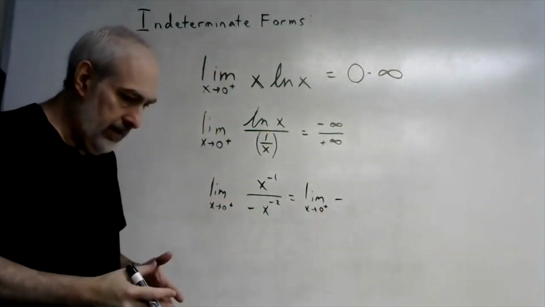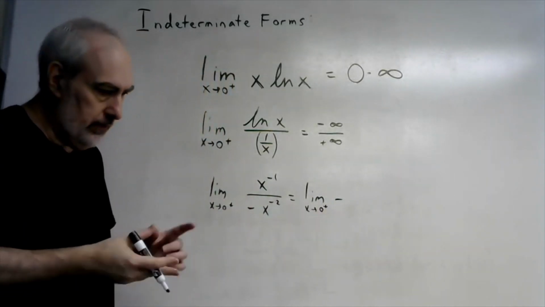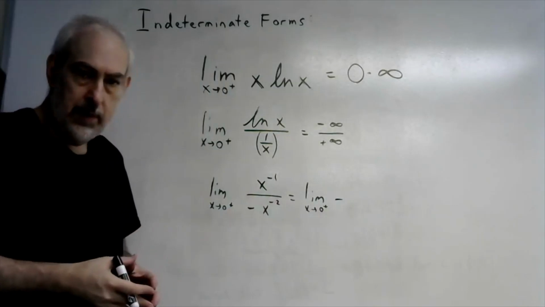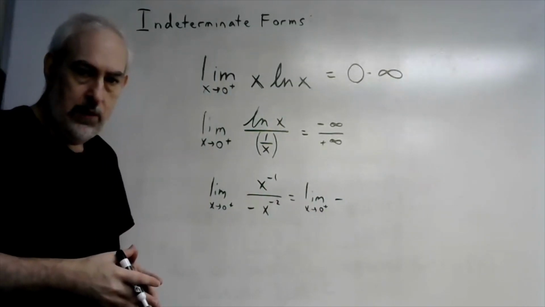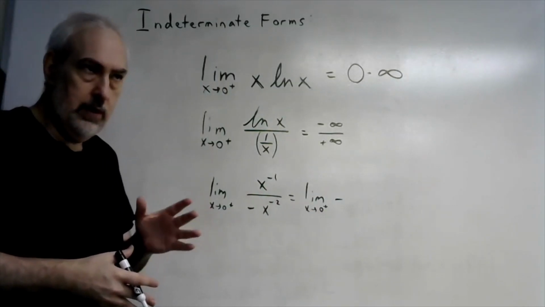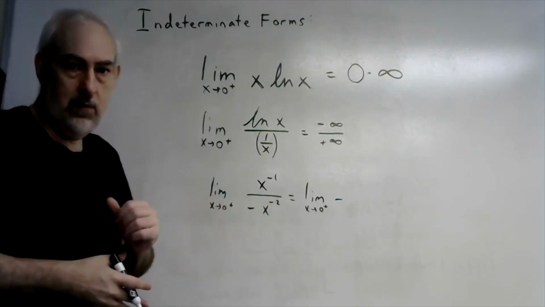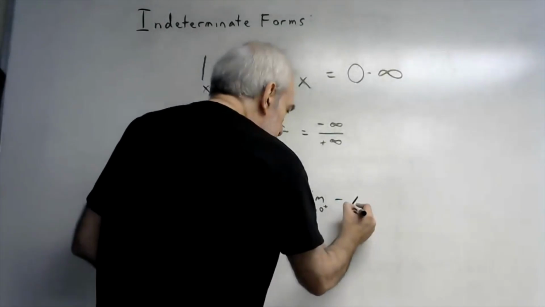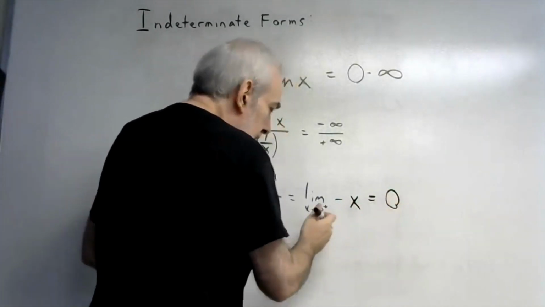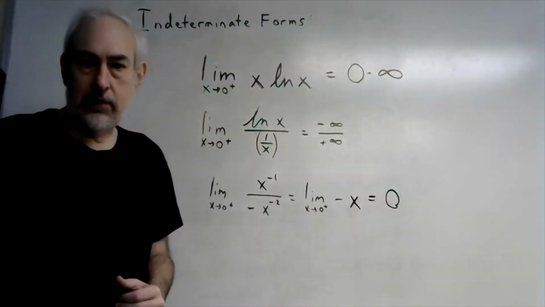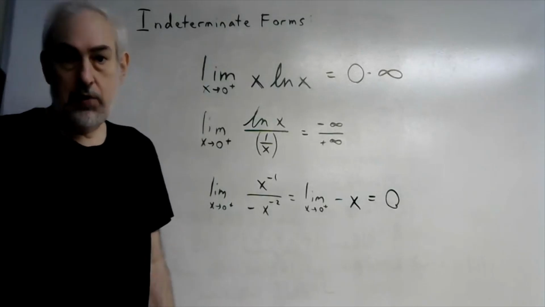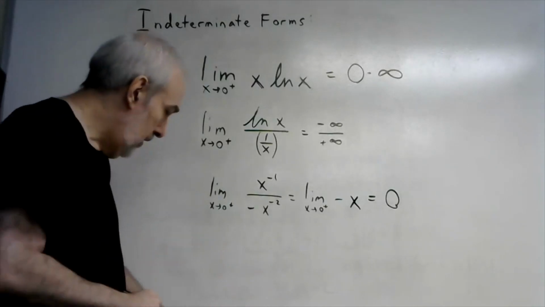negative 1 divided by x to the negative 2. You could flip the x to the negative 2 up to the top to become x to the positive 2. Then you would have x to the negative 1 times x squared. You add the powers and you get x to the 1. So just x. And then as x approaches 0, negative x just goes to 0. So your answer is 0. Okay.